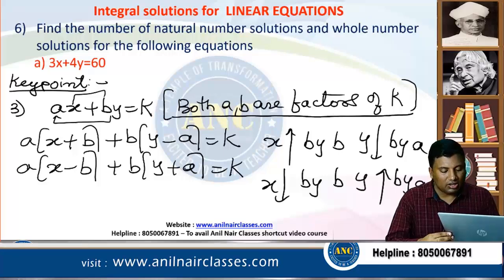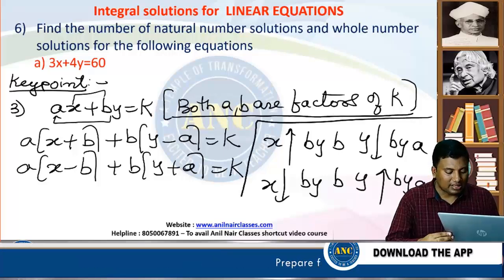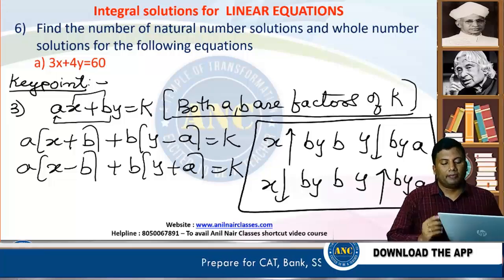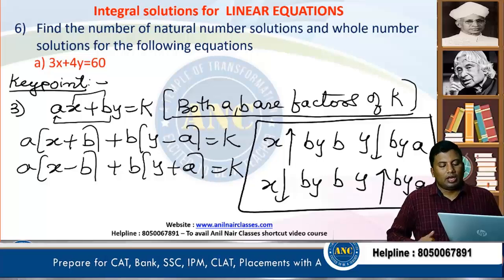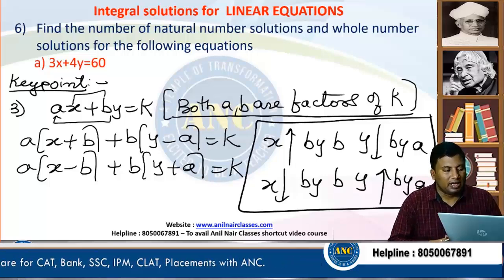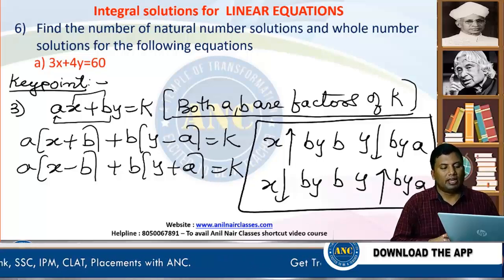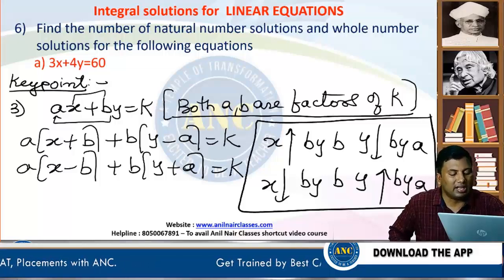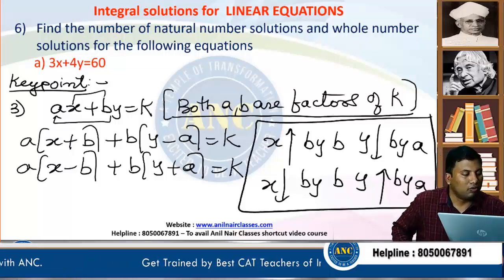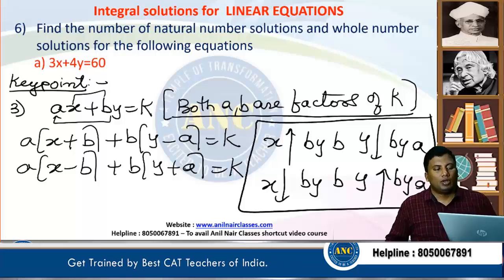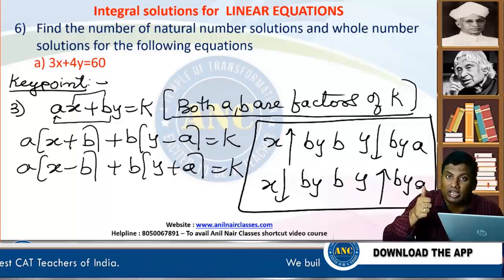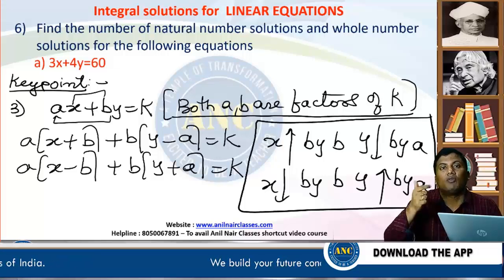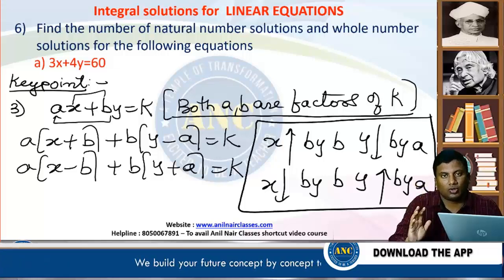Please make a note of this point. If x is increasing by b, y is decreasing by a. If x is decreasing by b, y will be increased by a. I hope the idea is clear, right? Third point. Fourth point, right? Idea clear? First, what is a natural number solution? What is a whole number solution?